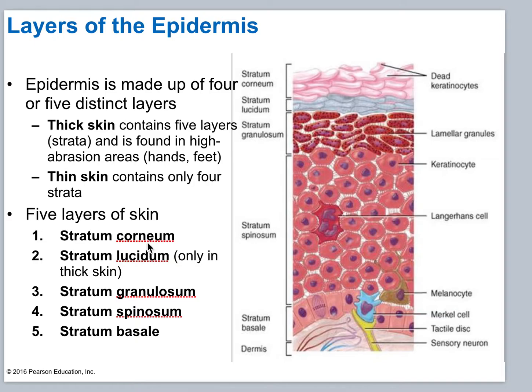So the 5 layers are stratum corneum, stratum lucidum, stratum granulosum, stratum spinosum, and the stratum basale. This diagram shows them in order. Stratum corneum is the outermost layer, then the stratum lucidum. Next to that, stratum granulosum. Next to that, stratum spinosum. And the deepest layer is stratum basale. You'll need to know these layers in order.